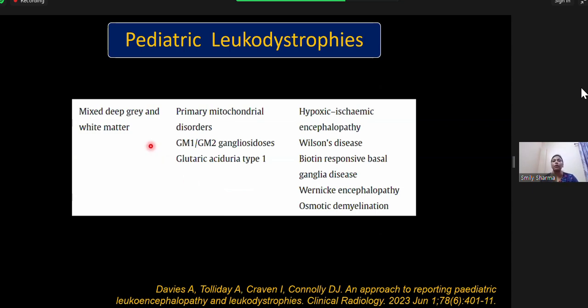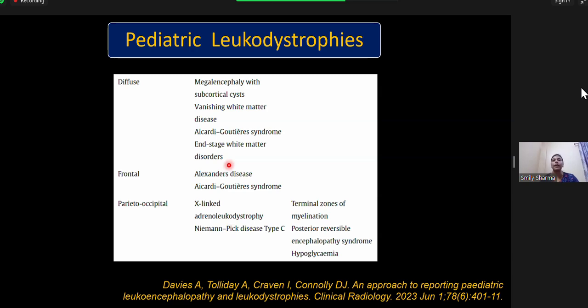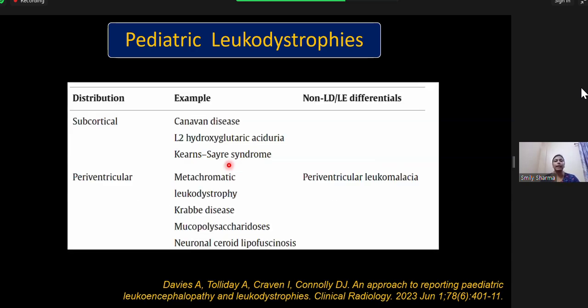Then there can be involvement of the deep gray and white matter, which is characteristically seen more commonly in the mitochondrial disorders. But there are certain other disorders also which can involve both the gray and white matter. So whenever we are looking at a case of leukodystrophy, we can keep these tables with us, as there are various classifications and approaches, so that we are able to report the case correctly. However, there are certain very common diseases which we should know by ourselves, especially if they come as classic spotters.